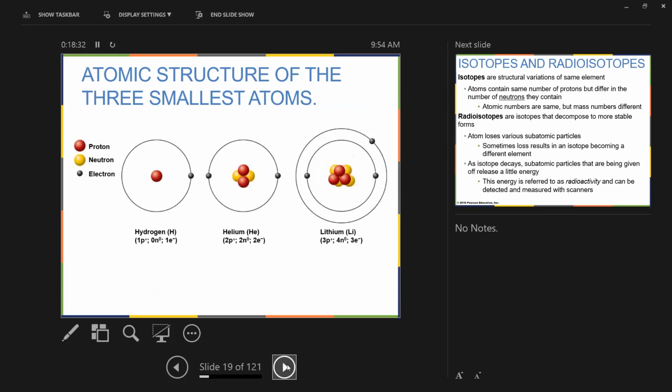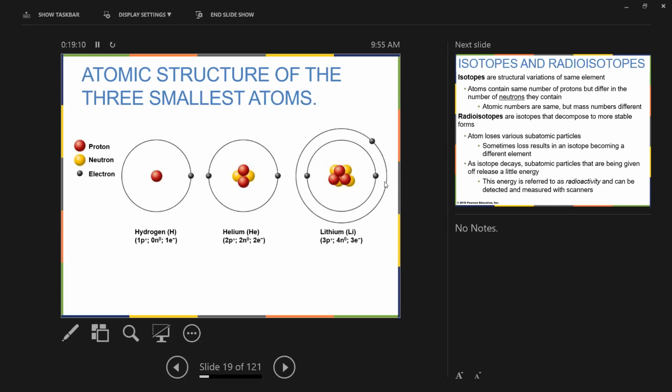This works for us. There's hydrogen, one proton, one electron in orbit. There's helium, two protons, two electrons. The third atom here is lithium. Lithium has three protons here and two electrons in this orbit, and one electron in the next orbit out.